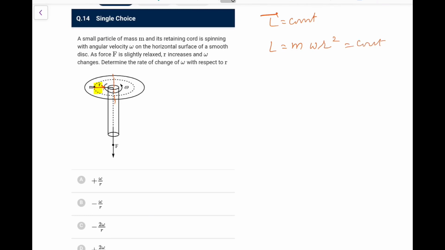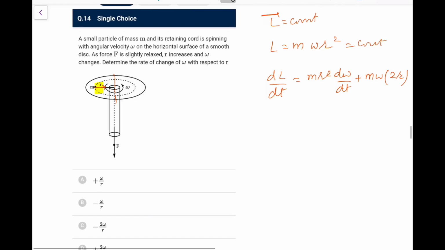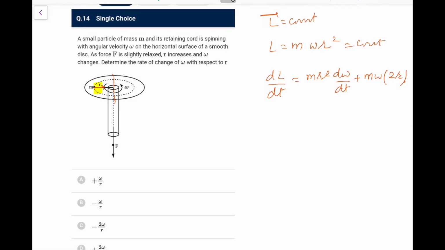So differentiating, dL by dt would be equal to, first, m r square common times d omega by dt, second, m omega into 2r times dr by dt, that should be equal to 0. Now what is the rate of change of omega with respect to r? So with respect to r, dt gets cancelled, you can think of it like that. So d omega by dr, I can directly write, that would be minus 2 omega by r I am getting. So it is minus 2 omega by r I am getting. So option C I am getting.